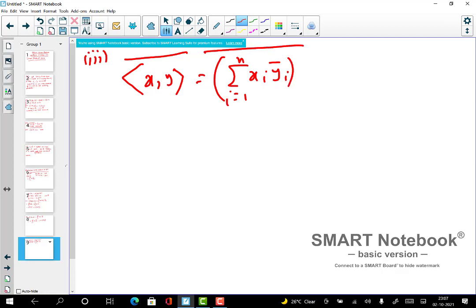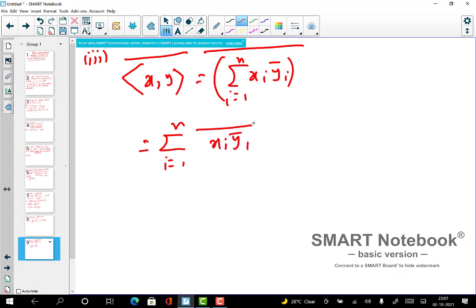Okay, so now we need to use a property of complex numbers: when you take the conjugate of the sum of, say, two elements, it will be the sum of the conjugates, right? And this is true for any finite number of elements. So it doesn't matter whether you first take the conjugate and then the sum, or first take the sum and then the conjugate. Both are the same. So you can write this as the sum over i equal to 1 to n of xi yi bar, and whole bar.